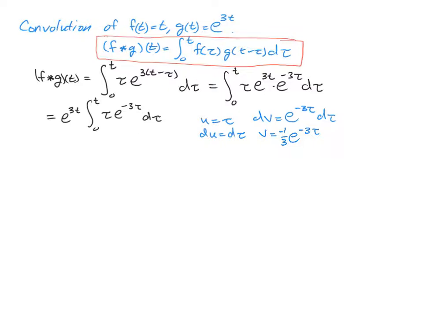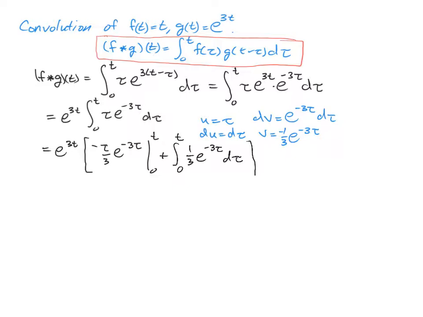Putting this back in, we still have our e to the 3t in front, but that's now multiplied with the result of the integration by parts, which is going to be negative tau over 3 e to the negative 3 tau from 0 to t minus the integral, which ended up being a plus. So plus the integral from 0 to t of 1/3 e to the negative 3 tau d tau. And again, that whole thing's multiplied by e to the 3t. Well, now if we do this integral, that's going to give us a negative 1/9 e to the negative 3 tau.